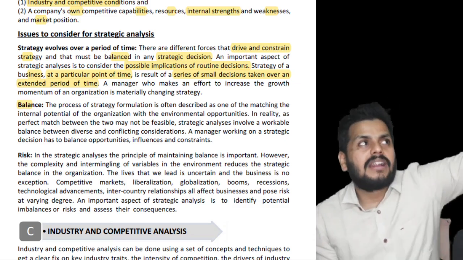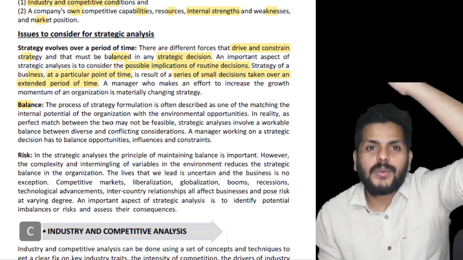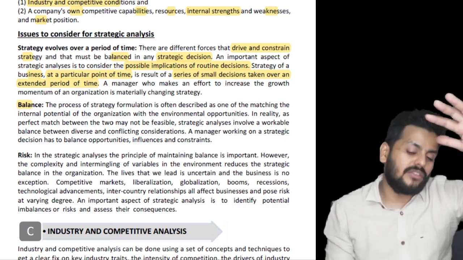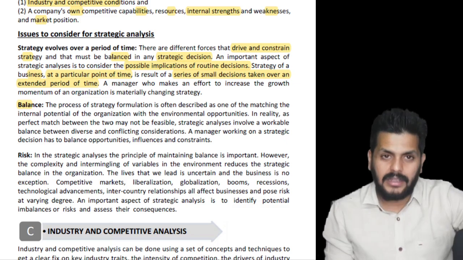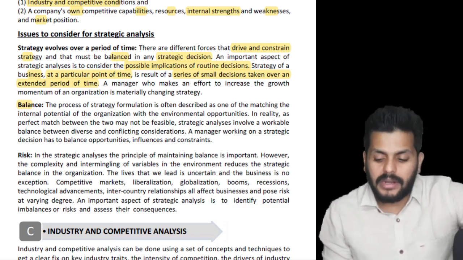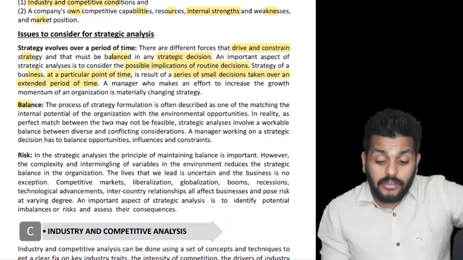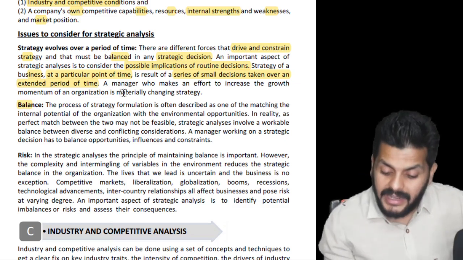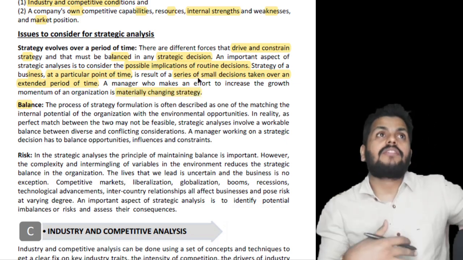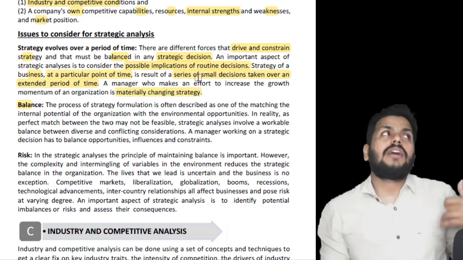I will make a strategy in 1990. In 2020 also it should work, 30 years later. It is not going to happen. Remember that. Somebody who wants to progress, somebody who wants to see growth should underline their last line, materially changing the strategy. Materially means substantially. You have to keep changing the strategy.